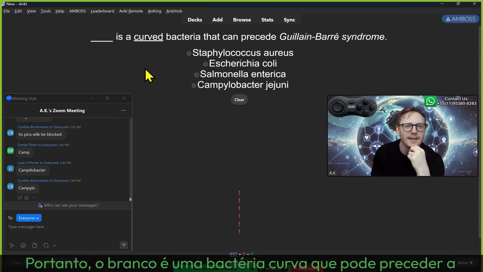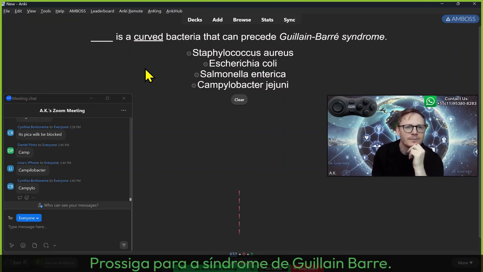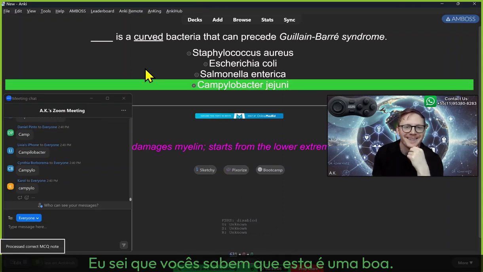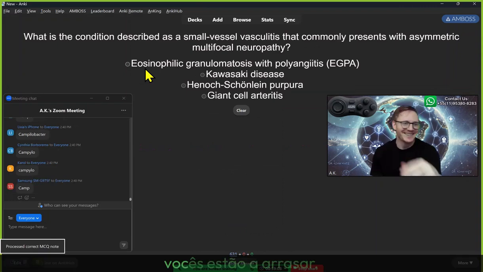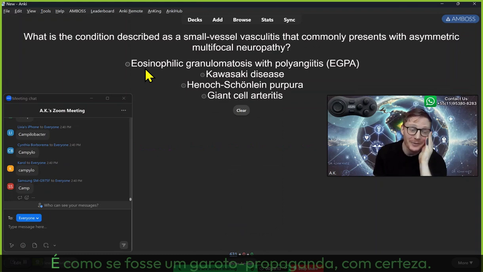So blank is a curved bacteria that can precede Guillain-Barré syndrome. Yeah, so you're absolutely right. I know you guys know that. That's a good one. You guys are killing it. Campylobacter. That's a poster child for sure.